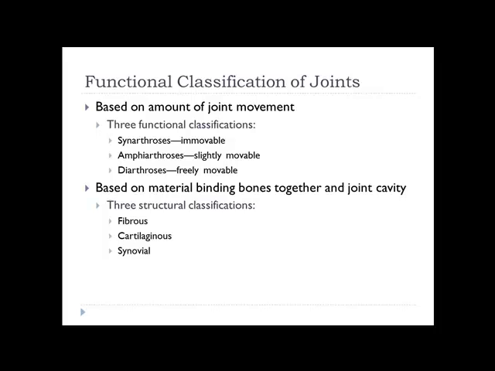They can be immovable, slightly movable, or freely movable. A good example of an immovable joint is the sutures in your skull. Those guys are not going to move at all. When I think of a slightly movable joint, I think of your intervertebral discs. They're these cushion pads between your vertebrae, and they allow for just a little bit of flexion, extension, and let you move a little bit.